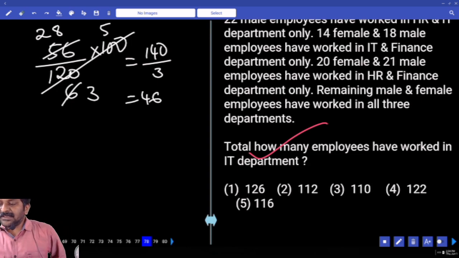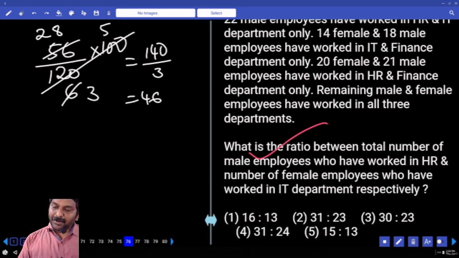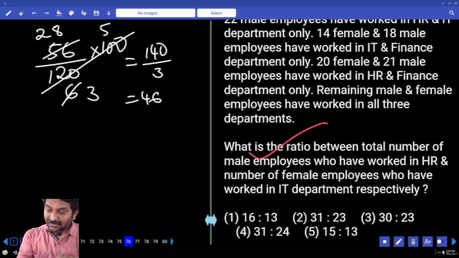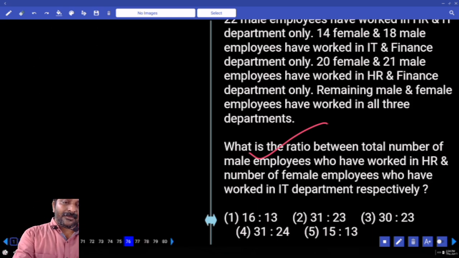Total how many employees have worked in IT department? Female IT department we already calculated, right? For question number 76, do you remember? How many do we have? 46.